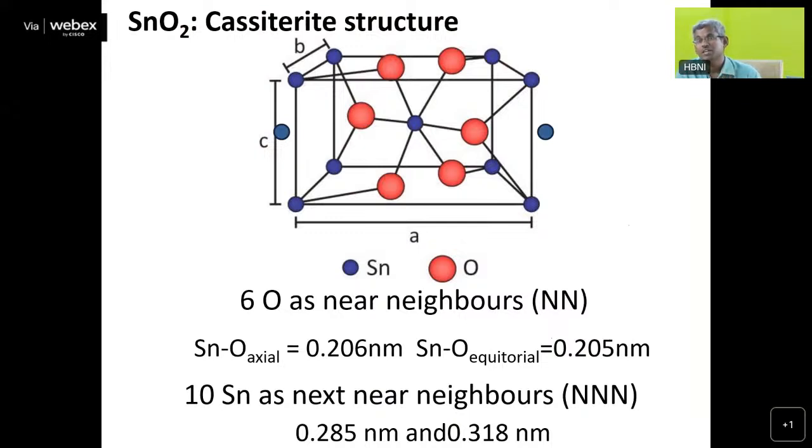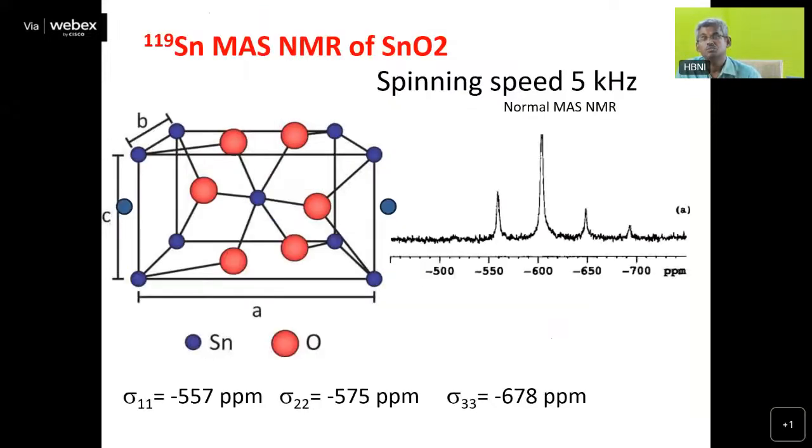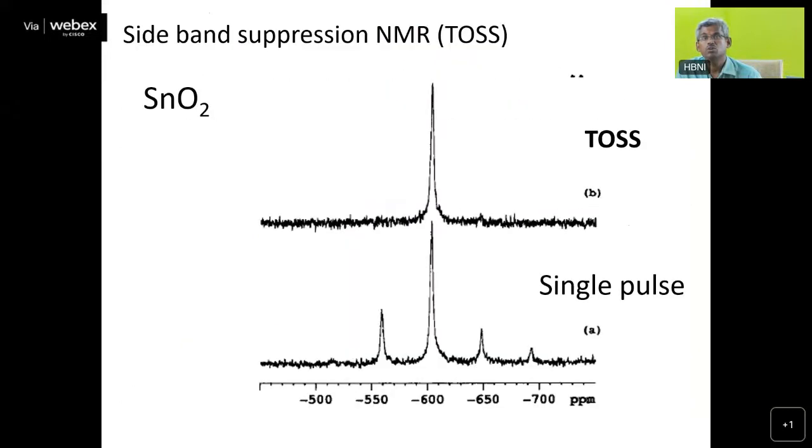So we have 11 configurations. Why 11? Because in the case of aluminium phosphate, we have 5. Even though 4 aluminium only as near neighbors, we have 2 end members, so a total of 5 configurations will be there. Since we have 10 tin as next near neighbor, we have 11 such configurations possible in the case of an SnO2 TiO2 system.